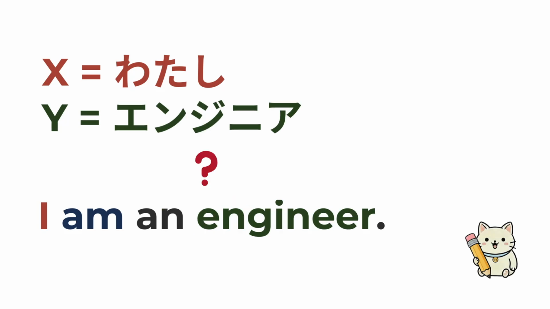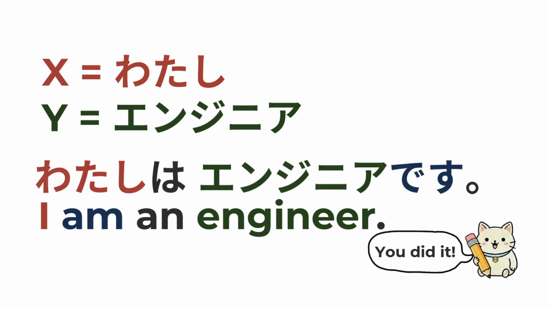How do you say, I am an engineer? 私はエンジニアです。 Let's say it together. 私はエンジニアです。 You did it. Great job.